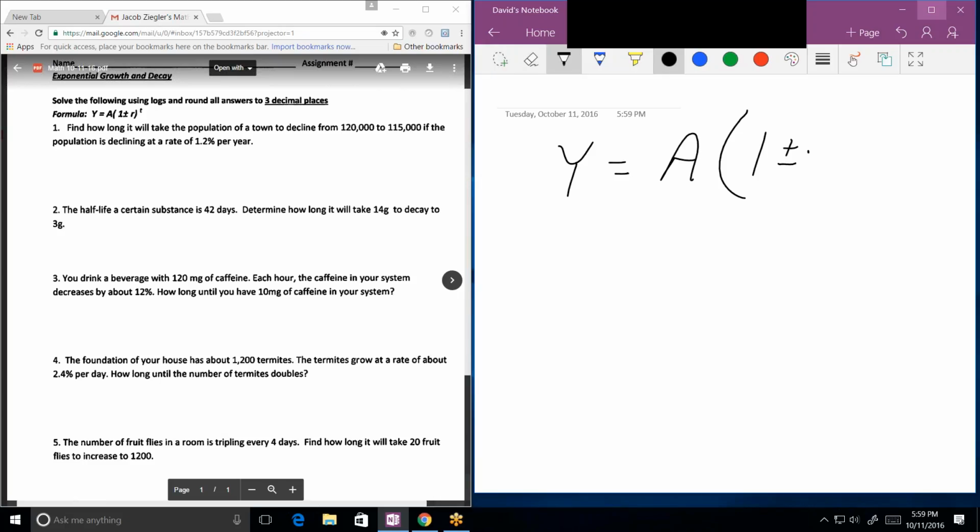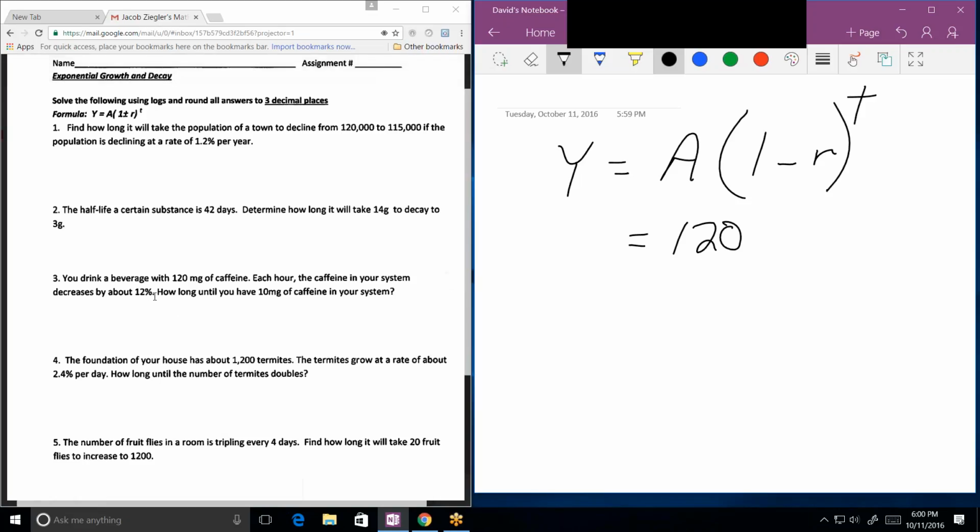Again, we're talking decay, so I'm just going to deal with the negative sign. Growth is always the positive, decay is always the negative. So the first thing has 120 milligrams of caffeine. Which letter is that? That would be A. Okay, so we can write A as 120. Each hour, the caffeine decreases by 12%. 0.12. So 1 minus 0.12.